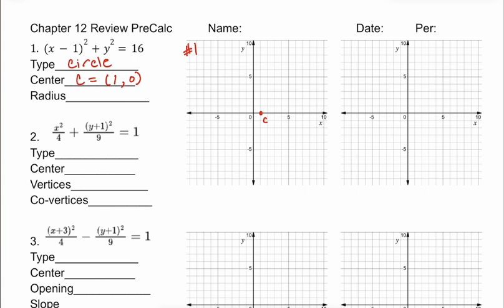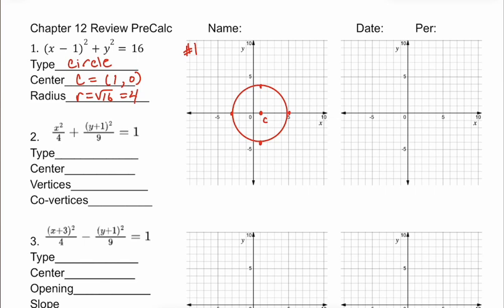Our radius is going to be the square root of that number. So our radius is the square root of 16, or 4. So go over to your graph paper, and from that center, count 4 to the right, 4 to the left, 4 up, 4 down, and do your best to make something that appears somewhat like a circle. Okay? So that is problem number 1.